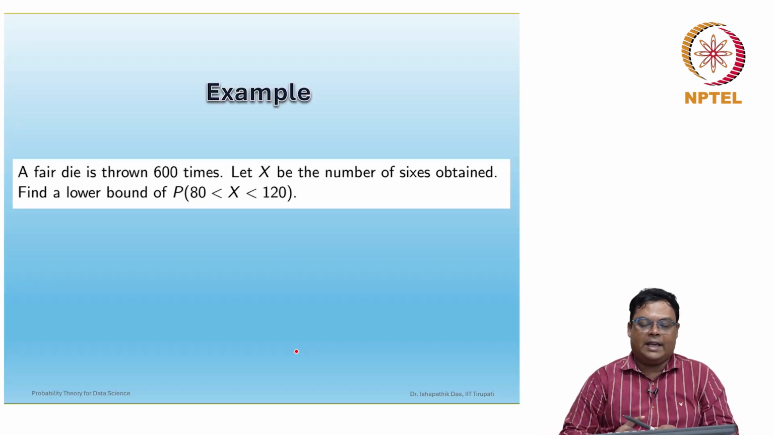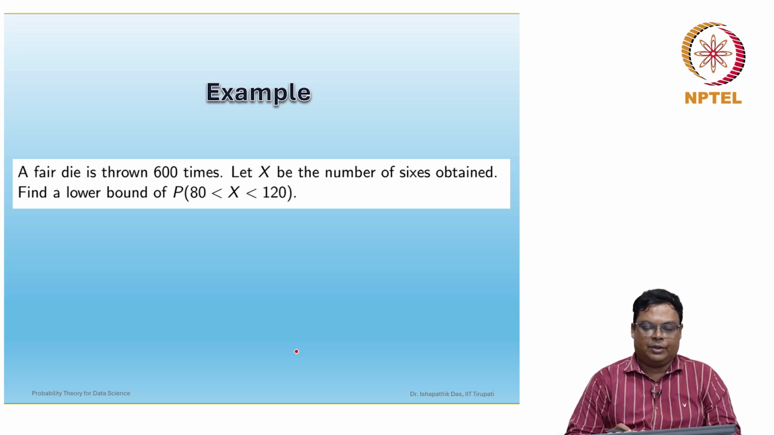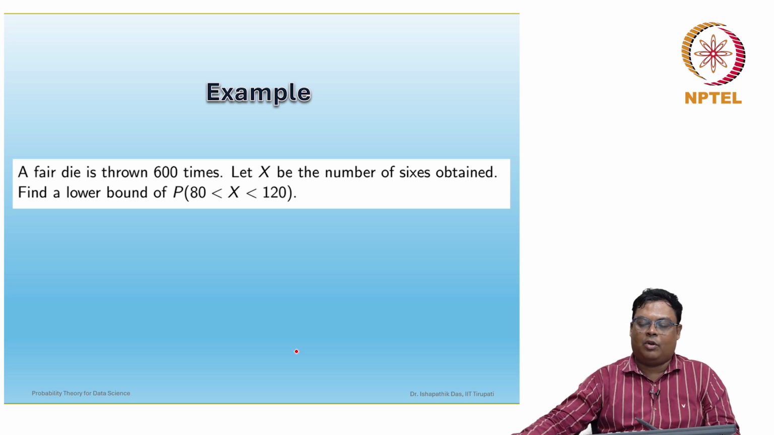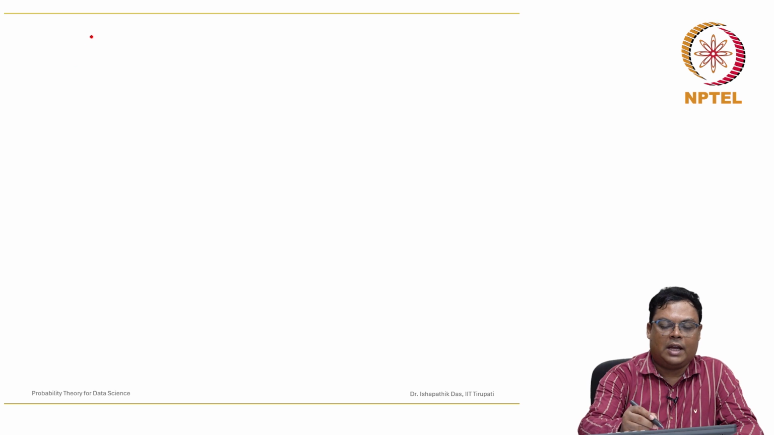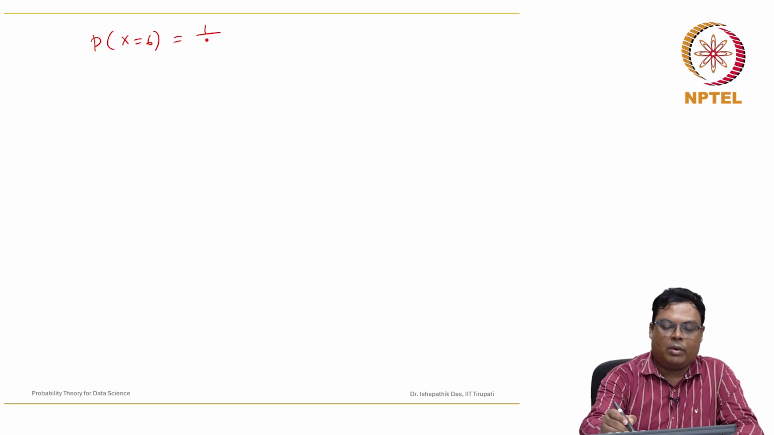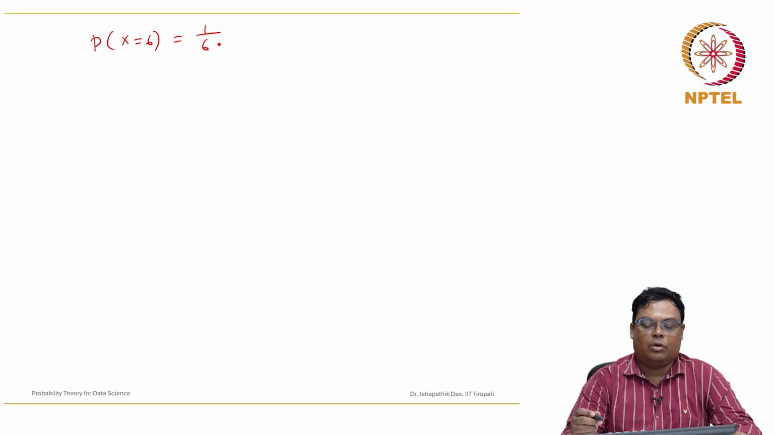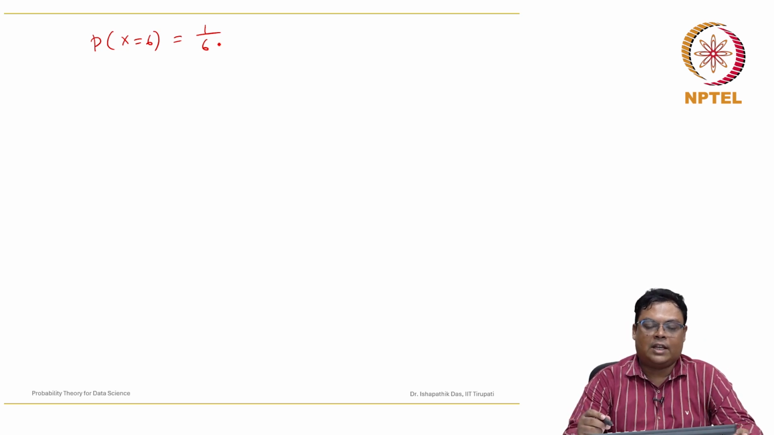A fair die is thrown 600 times. Let X be the number of sixes obtained. So whenever you are throwing a fair die 600 times, X is the number of 6s. Fair die means that every time you throw the die, the probability that 6 is obtained is 1 by 6, because all sides are equally likely.